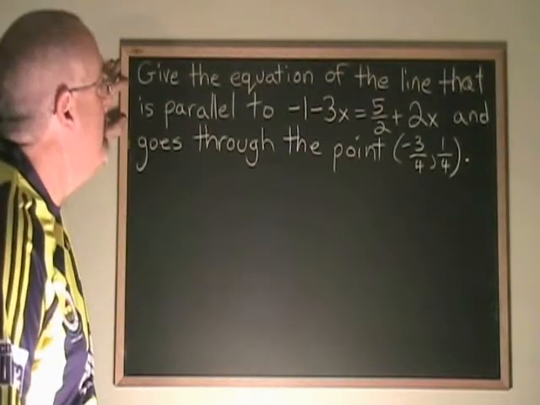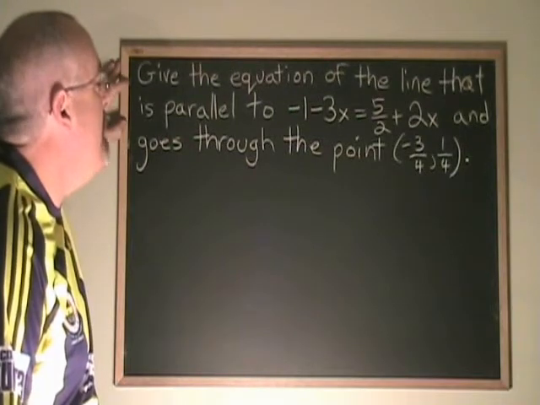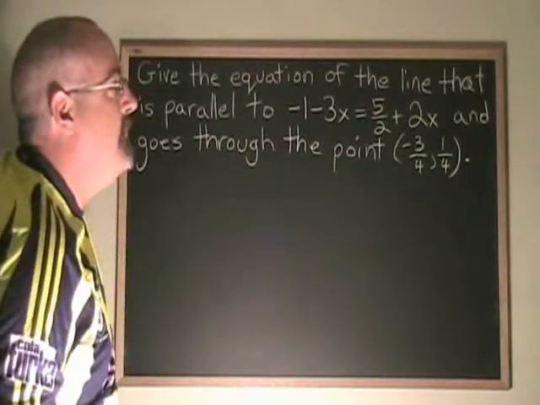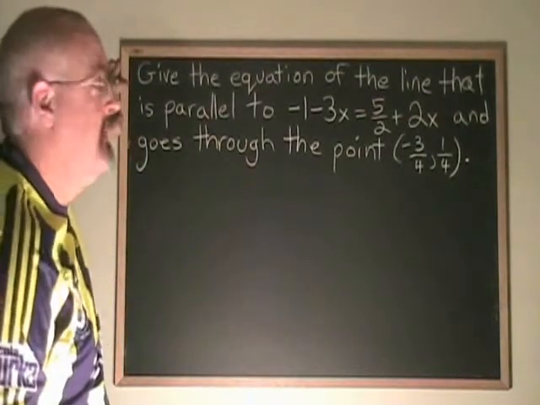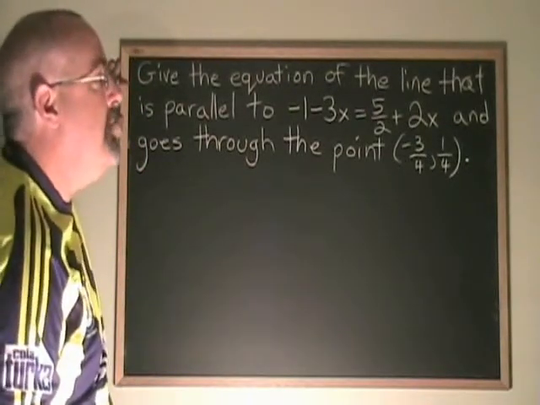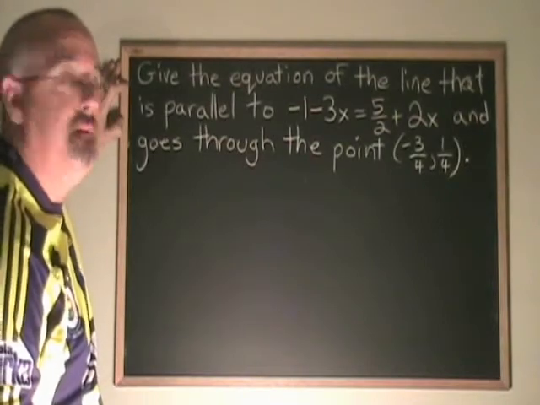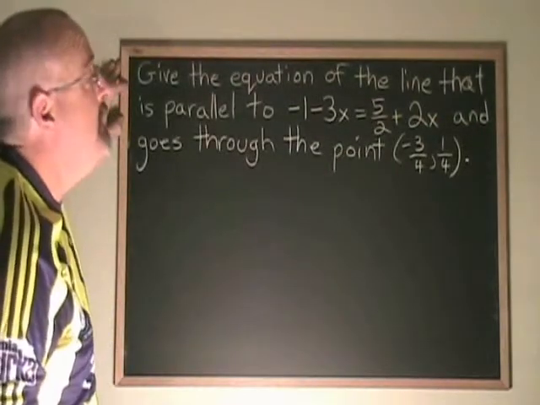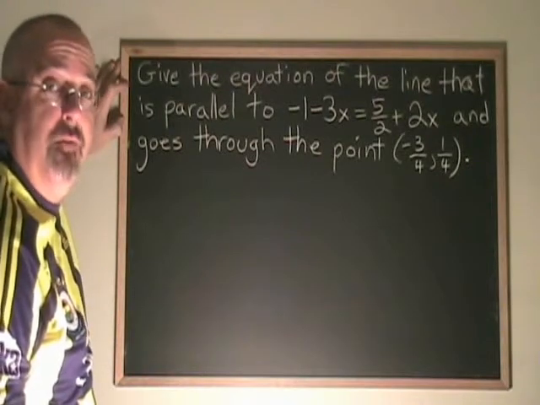In this example, we are asked to give the equation of the line that is parallel to negative 1 minus 3x equals 5 halves plus 2x, and goes through the point (negative 3/4, 1/4). This equation is not simplified, but I can still tell that there is no y in it. Therefore, it's a vertical line.